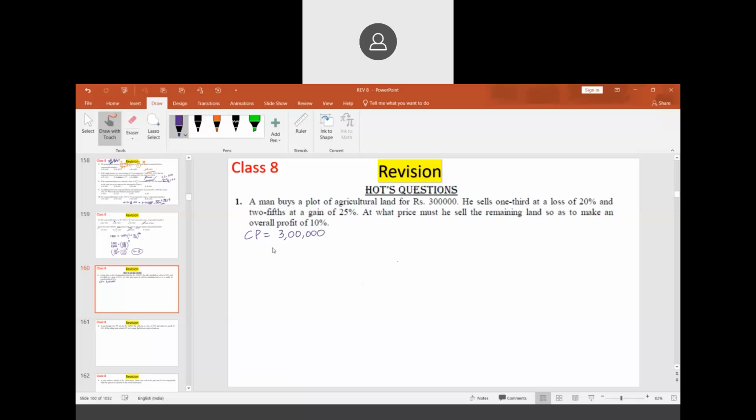1/3 he has sold at a loss of 20%. So 1/3 refers to what? 1/3 of 3 lakh we have to take as the cost price. So we get it as 1 lakh.